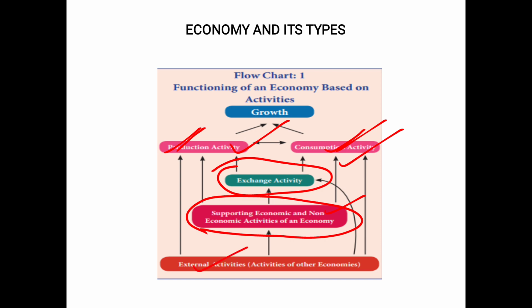Other than that, in the last you can see external activities. External activities are, for example, when you export a product from our country to another country, or we import, because we are all interdependent on each other. So immigration, foreign investment, or any type of activity which comes from abroad, and we send our products abroad, this is called external activities. That is, outside our country it goes, and we import certain things from other countries also. This we call external activities.